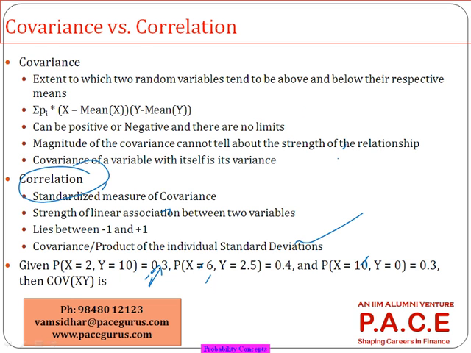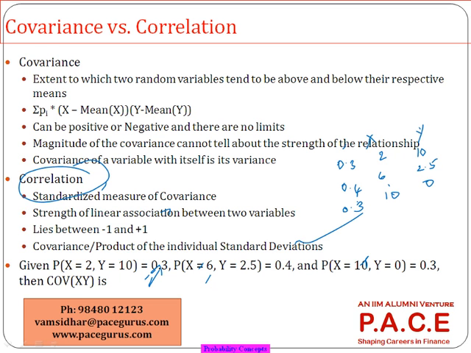I can very well try to rearrange this saying, okay, there are three probabilities we are talking of, 0.3, 0.4, 0.3. And I will write this as x, y. What is my x here? 2. My y is 10. My x is 6. Y is 2.5. My x is 10. Y is 0. If I rewrite the same into this form of a table, it becomes very easy for me to solve this problem.